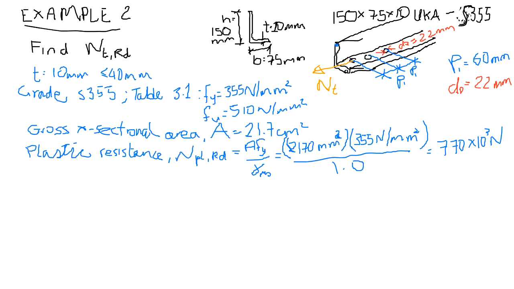And then just to neaten it up, and this is some feedback I gave to people, when you have newtons with such big numbers, it's easier to turn it into kilonewtons. So divide by 1,000 to turn it into kilonewtons. So 770 kilonewtons. Okay, so that's the plastic resistance.